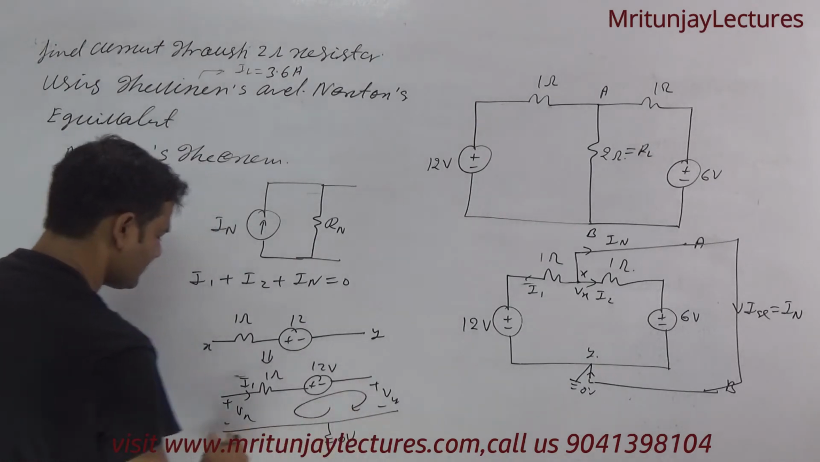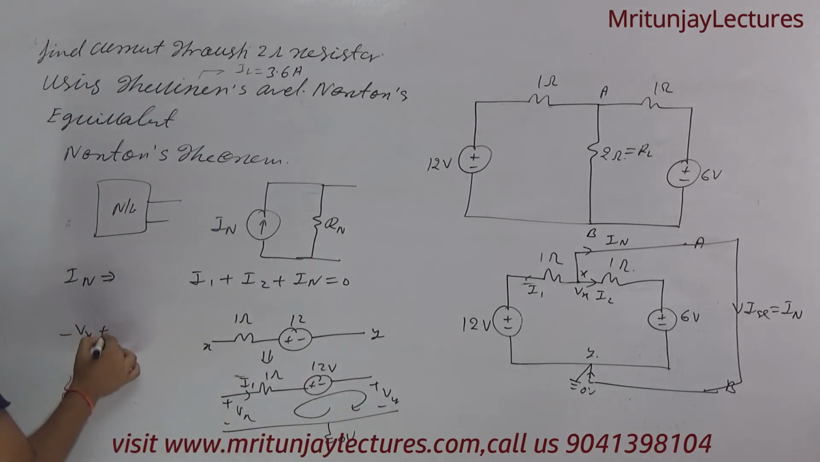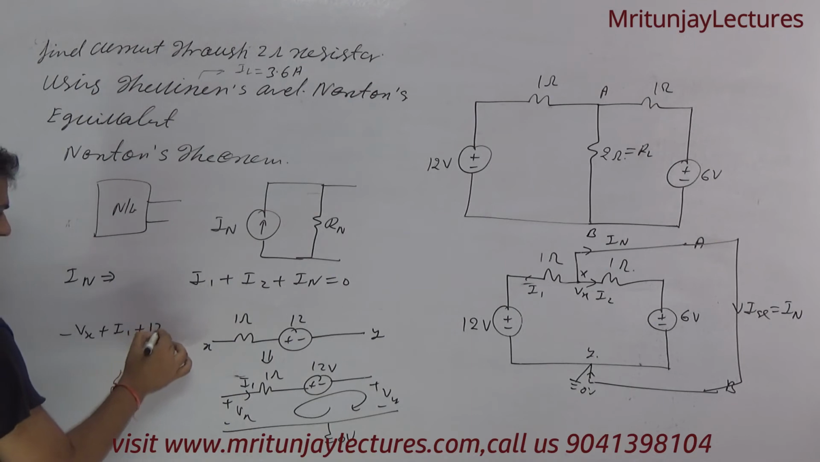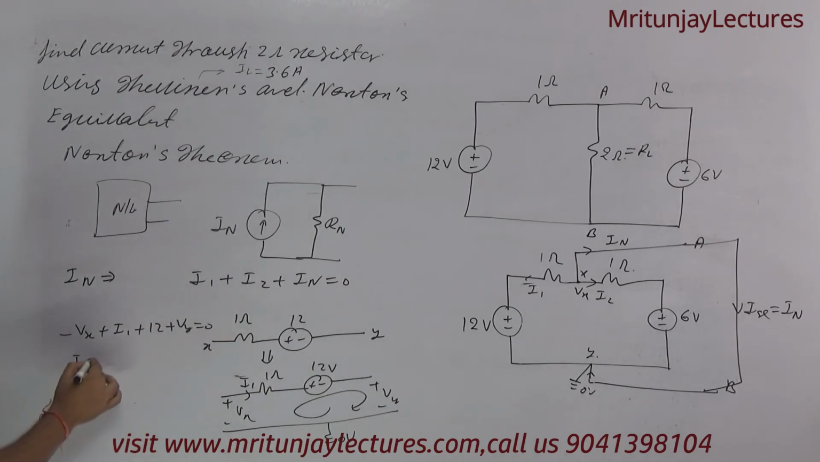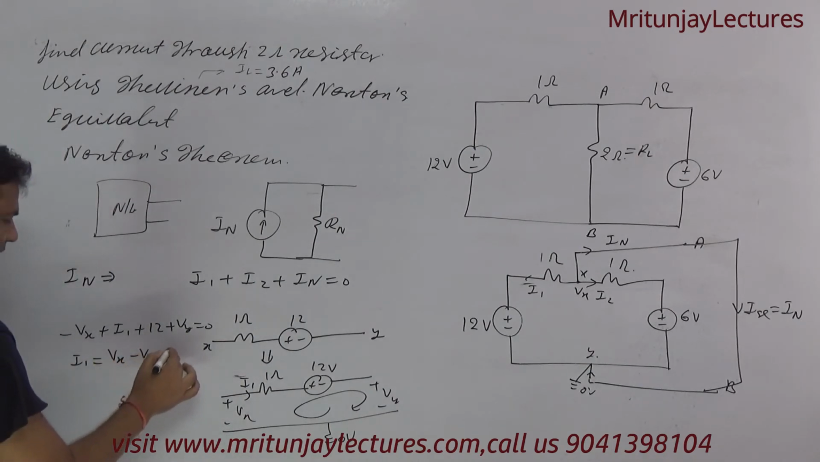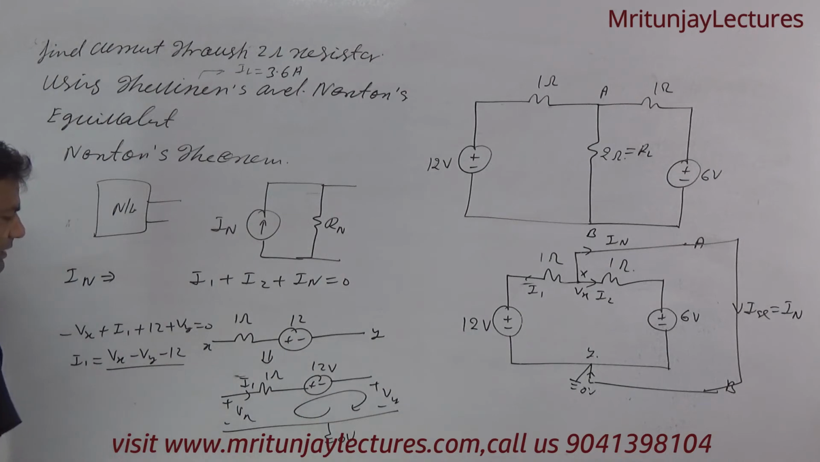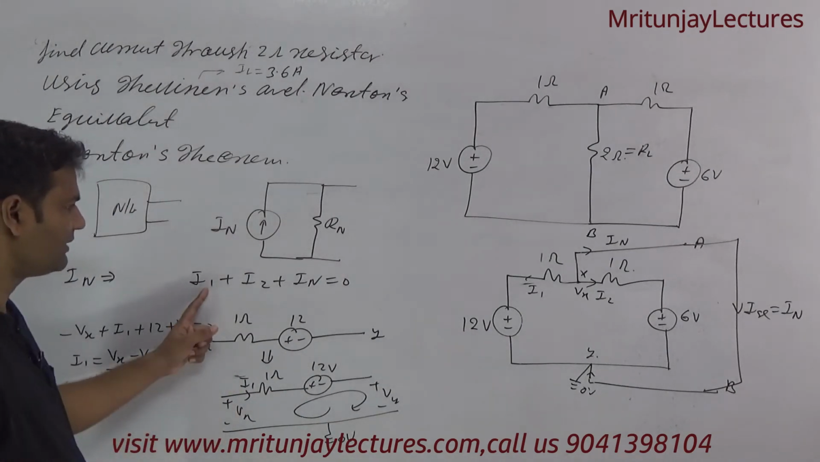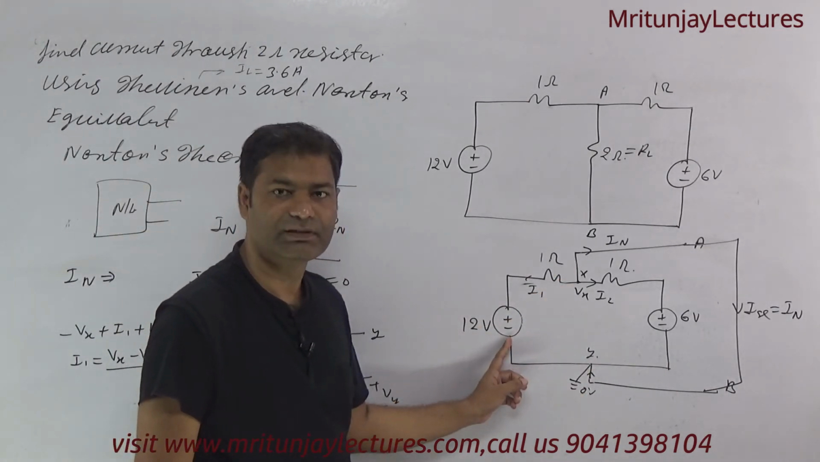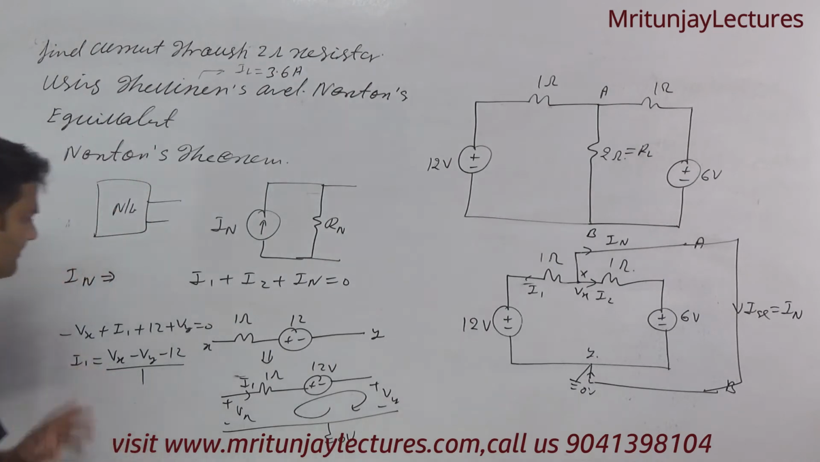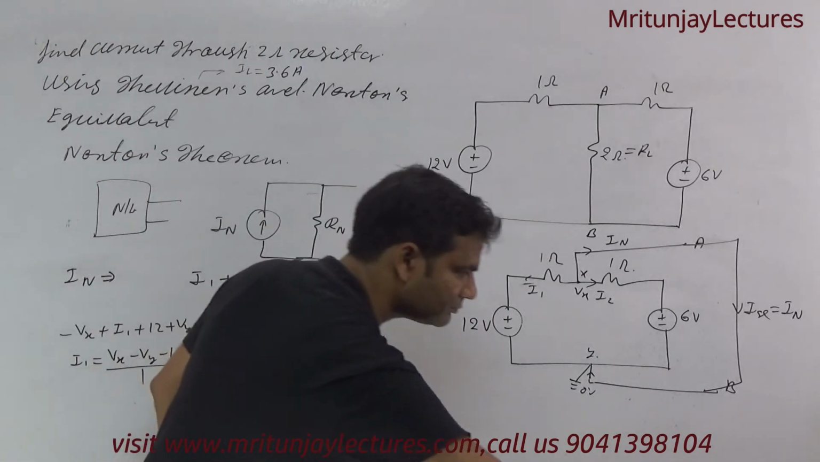Apply KVL: minus Vx plus I1 plus 12 plus Vy equals 0. So I1 is written as Vx minus Vy minus 12 divided by 1 ohm. Clear or not? Why is I1 written this way? I1 equals Vx minus 0, and from the leaving terminal that is minus 12. Clear?